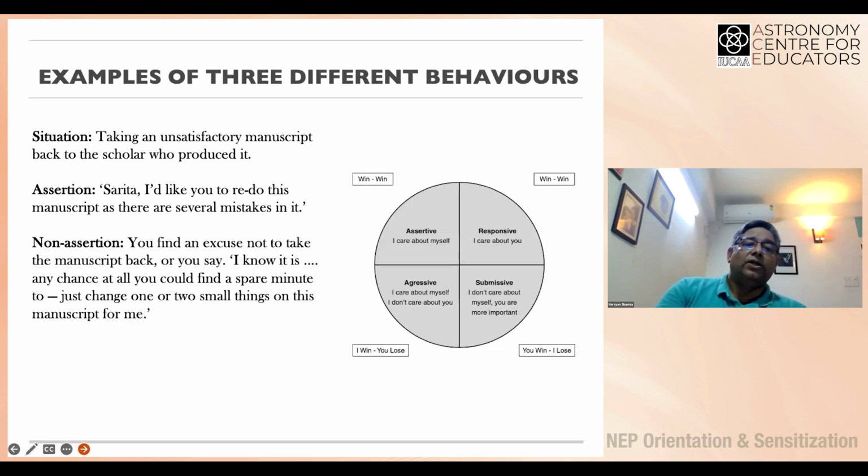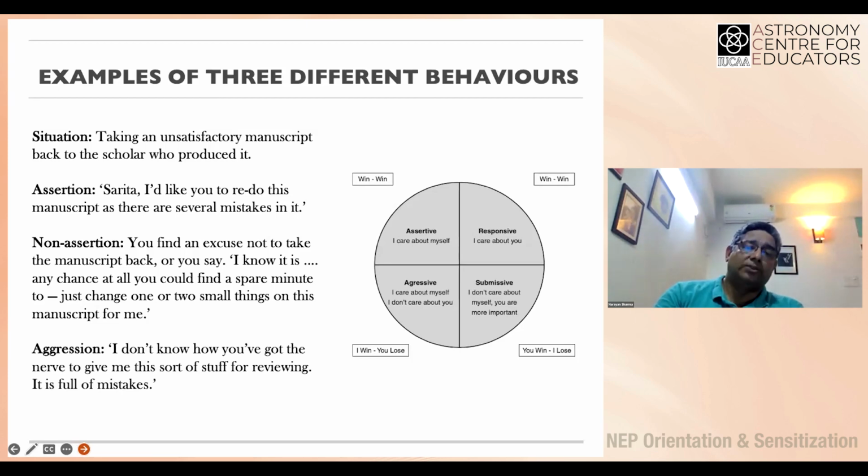And the non-assertion: you find an excuse not to take the manuscript back, or you say, "I know it is, is there any chance at all you could find spare time to just change one or two small things on this manuscript for me?" And the third, aggressive response: "I do not know how you got the nerve to give me this sort of stuff for reviewing. It is full of mistakes." You can see that in the same situation, people can produce three different kinds of responses: the assertion, non-assertion, and the aggression one.